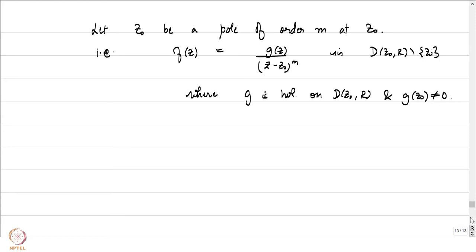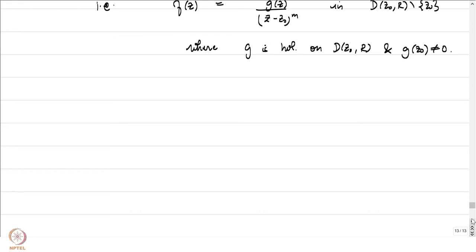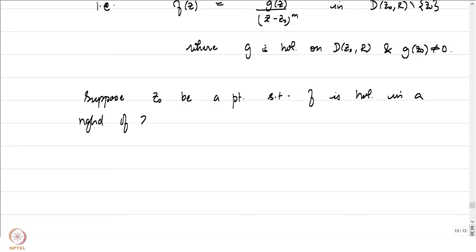We will define a similar notion of the order of a zero of a holomorphic function which vanishes at a point z0. In fact, we have used this number multiple times. This is sometimes also called the multiplicity of the zero. Suppose z0 is a point such that f is holomorphic in a neighborhood of z0, and such that f(z0) is equal to 0. Let us put an extra condition of non-constant: let f be a non-constant holomorphic function defined in a neighborhood of z0 such that f(z0) is equal to 0.